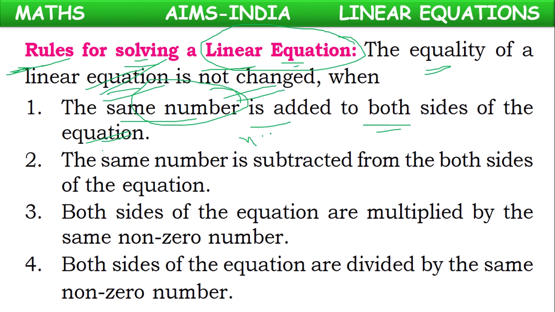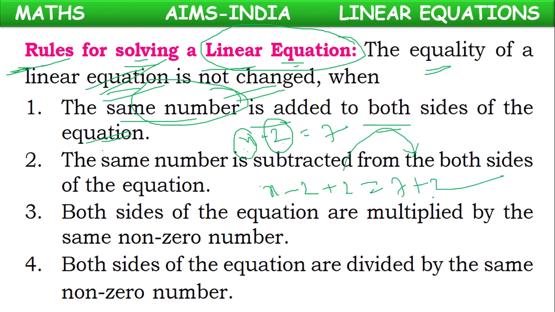Suppose we have x minus 2 equal to 7. For solving this, we have to isolate the unknown quantity first. So for that, this minus 2 we have to remove. For removing minus 2, we can add plus 2 on the left hand side. Without changing the equality, we can add plus 2 on the right hand side.